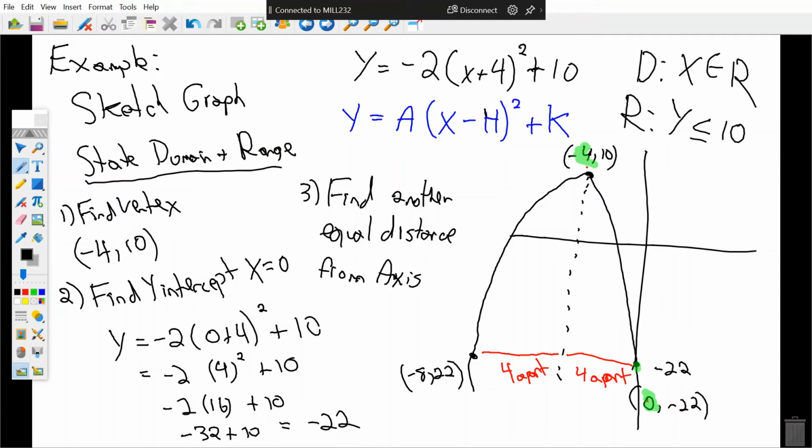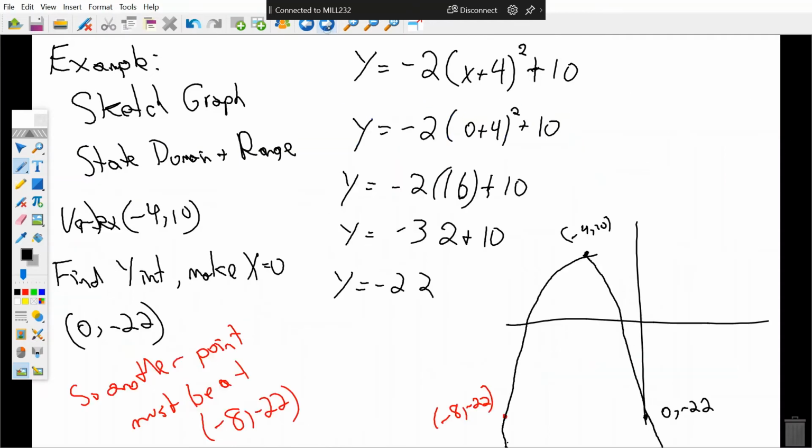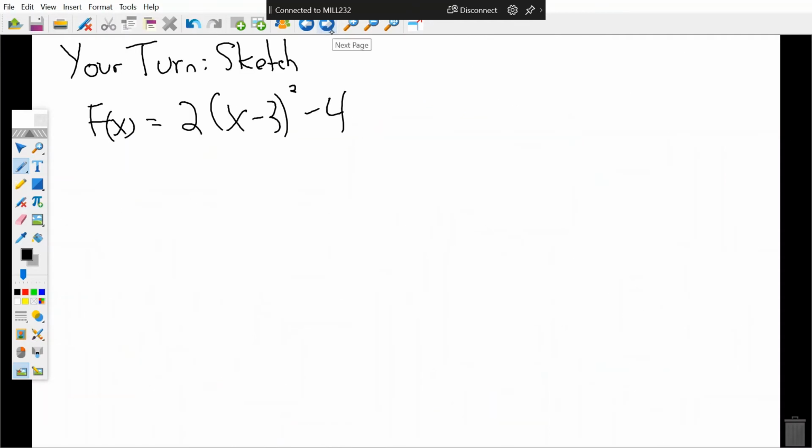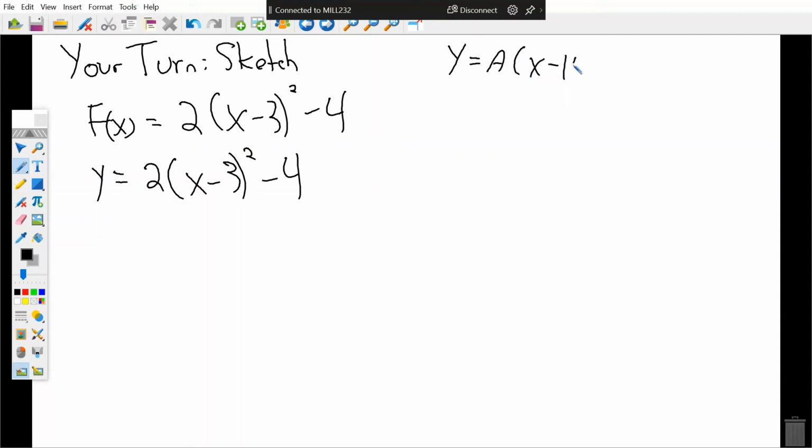Okay, let's try another one. So here you've got y equals, and sometimes they use f of x, which means the same thing as y. y equals 2 times x minus 3 squared minus 4. Okay, I'll write that vertex form on here again, just in case you needed to see it.